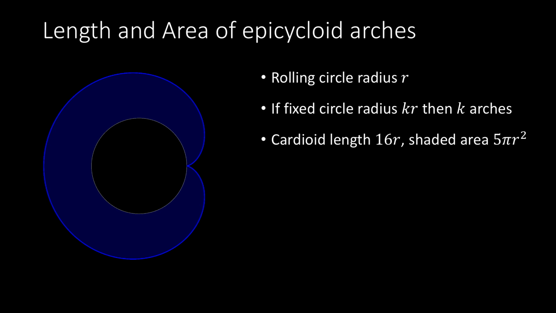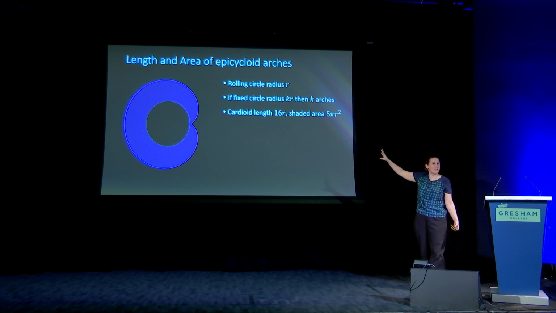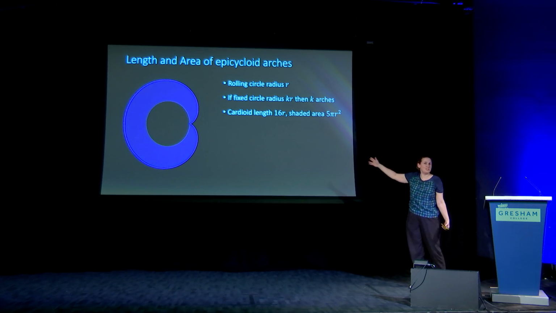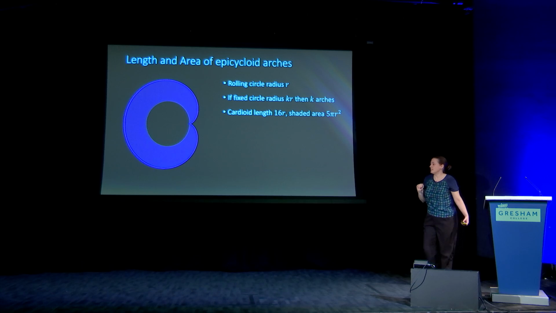For a cardioid, we're looking at the area between the fixed inside circle and the curve. And the cardioid, I guess, is really one arch wrapped around. It can be shown that the length of the cardioid is 16r, 16 times the original radius. Nice whole numbers. And the shaded area, the area between the fixed circle and the cardioid, turns out to be 5 pi r squared, 5 times the area of the rolling circle. If you want the whole cardioid, if you want to fill in that bit, you could add in another pi r squared.